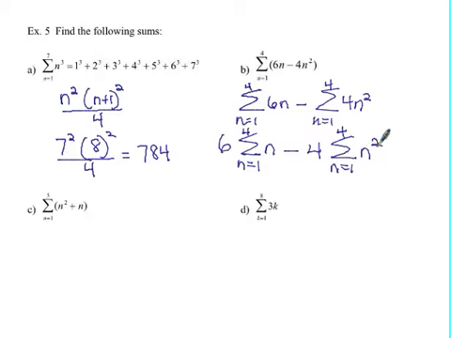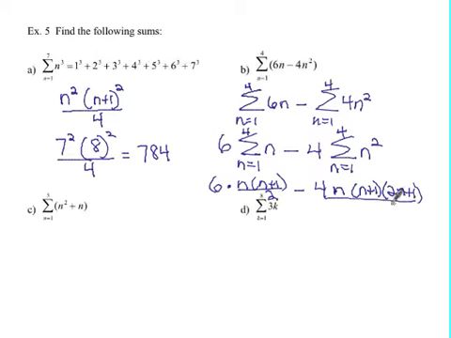Then you look up above in our formulas, and this will be 6 times the summation for n was n times n plus 1 over 2 minus 4 times, and then I'm looking at the formula for summation n squared, and that's n times n plus 1 times 2n plus 1 all over 6.